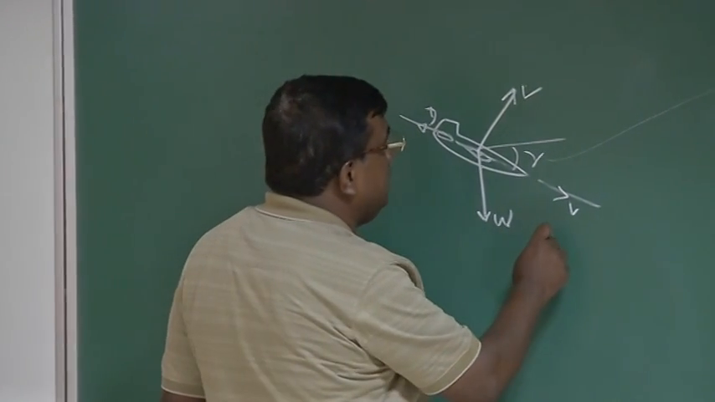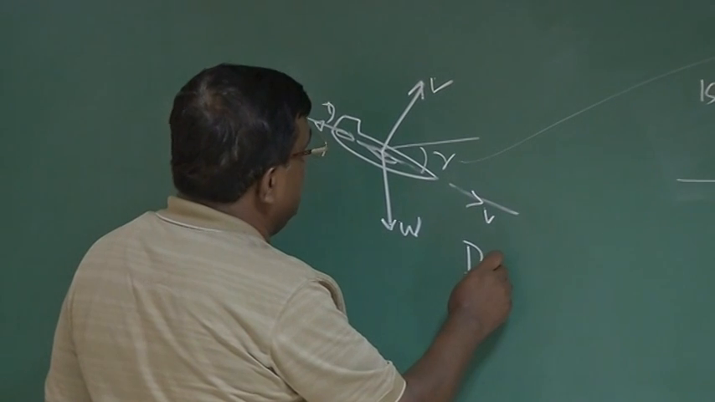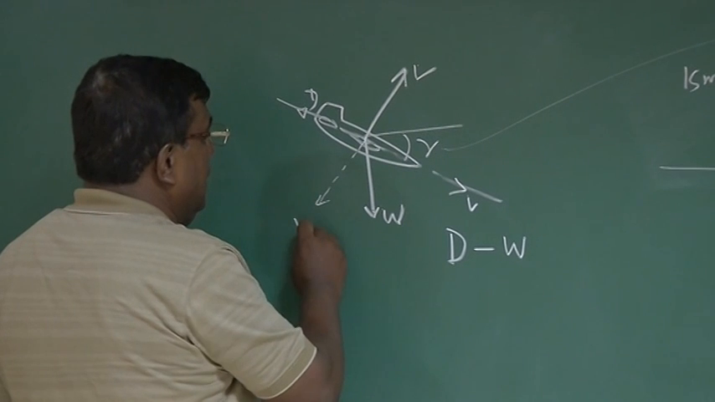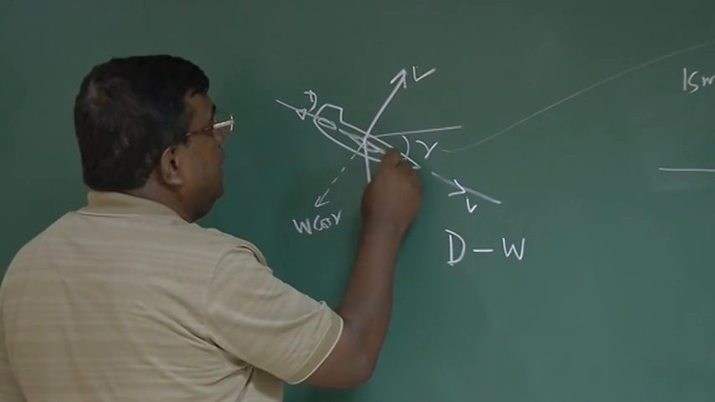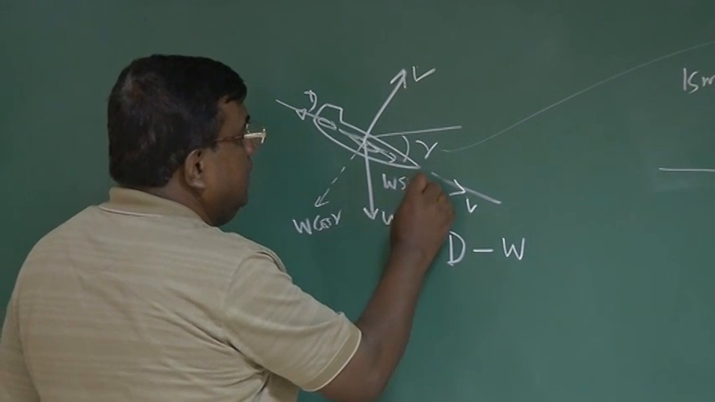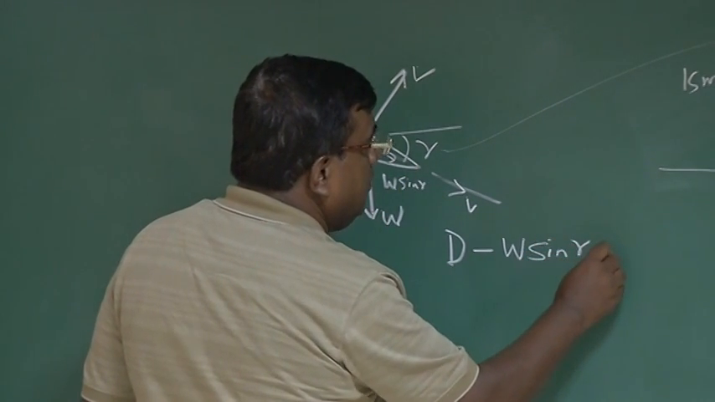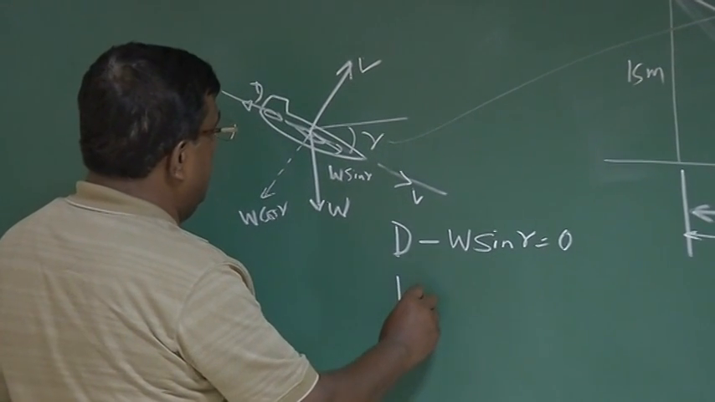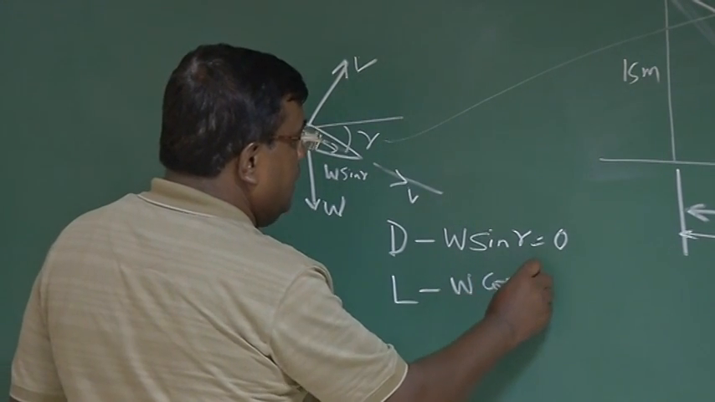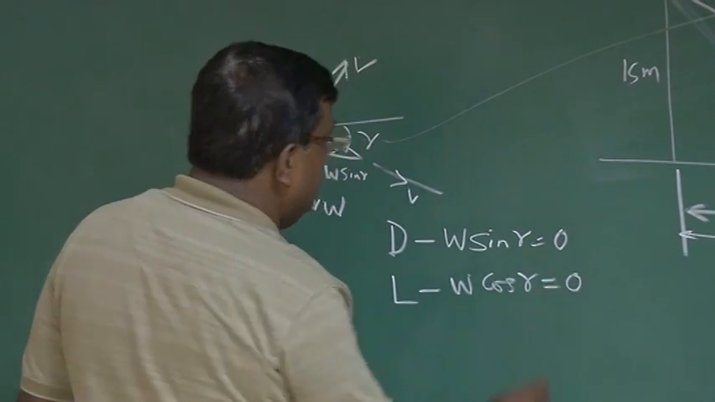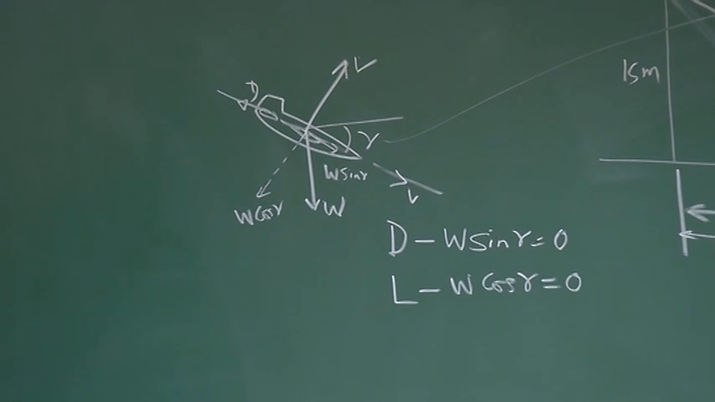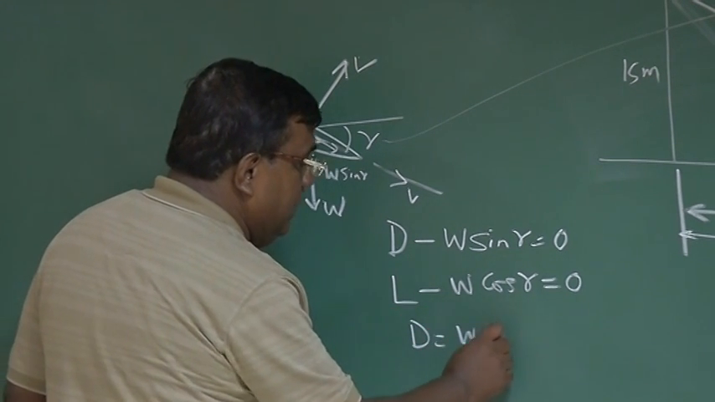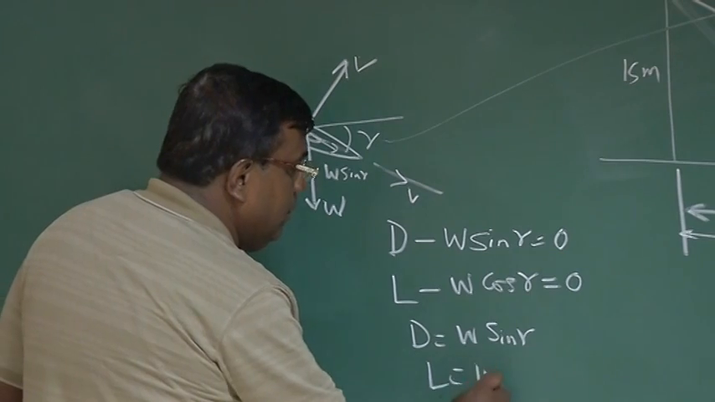So what does it mean? It means D minus the component of W. So I have here W cos gamma, and I have here W sin gamma. So D minus W sin gamma equal to 0, and L minus W cos gamma equal to 0, right? So this means D equal to W sin gamma, L equal to W cos gamma.